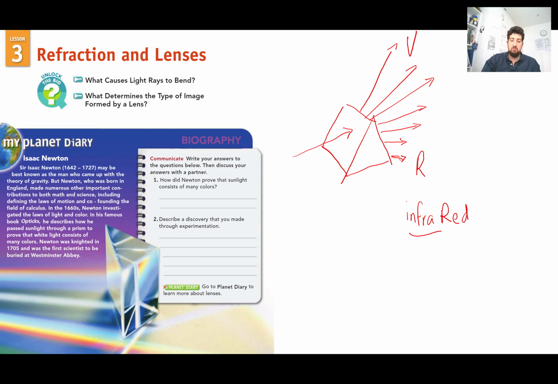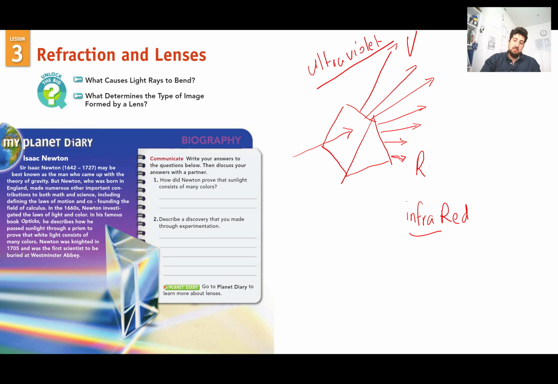Anything below red is known as infrared, because that means below red. And anything above violet is known as ultraviolet. We can't see ultraviolet, we can't see infrared because it's beyond what we can see. This is what we call the visible light. Visible means the stuff we can see.